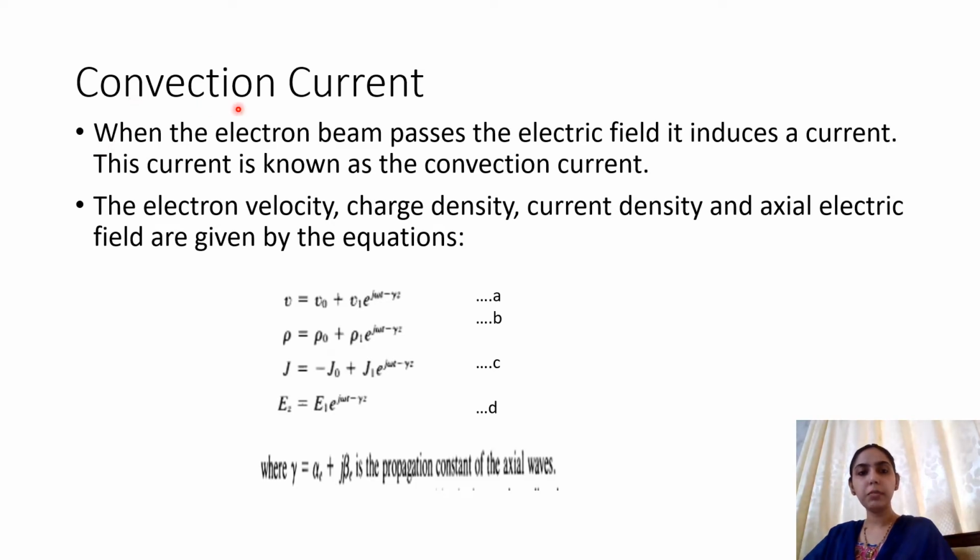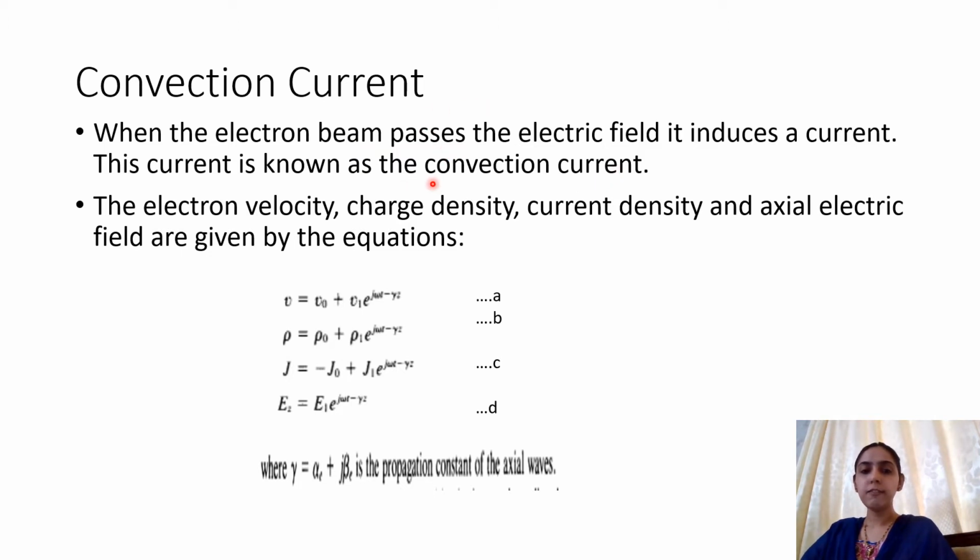Now what do we mean by convection current? When the electron beam passes through the electric field, it induces a current. This current is known as the convection current. That is, when the electron beam is undergoing the axial electric field, the axial electric field is going to induce a current in the electron beam. So due to this, there is a convection current produced.